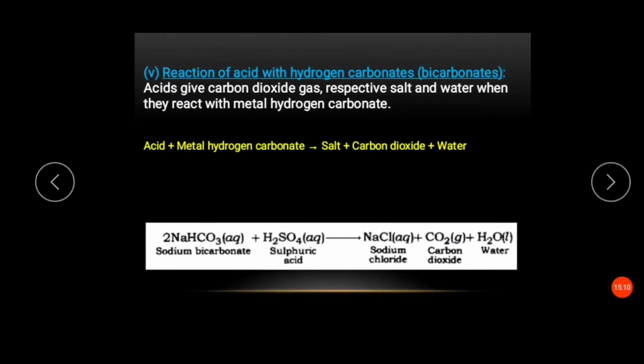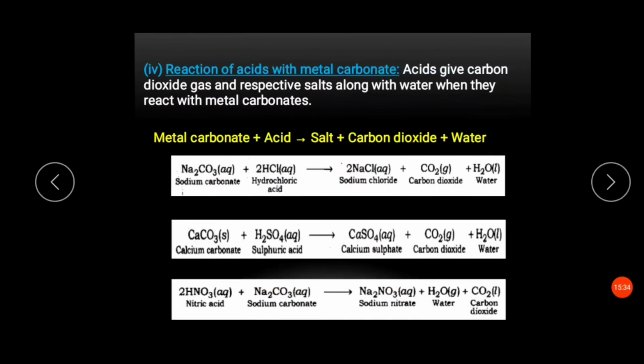Next reaction is reaction of acid with hydrogen carbonate. Okay, so acid gives carbon dioxide gas, respective salt and water when they react with metal hydrogen carbonate. Here is a reaction which depicts the simple whole reaction. Acid and metal hydrogen carbonate, they react to give salt, carbon dioxide and water.